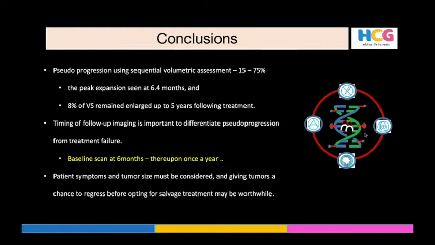So to conclude, what really needs to be known in the context of post-treatment imaging is pseudo progression, and we have to use volumetric imaging. The peak expansion rate is seen somewhere around 6.4 months, but in 8% of patients, it can be seen up to 5 years. So a baseline scan should be done at 6 months and thereafter once every year. Patient symptoms and tumor size must be considered, and giving the tumors a chance to regress before opting for salvage treatment may always be worthwhile.